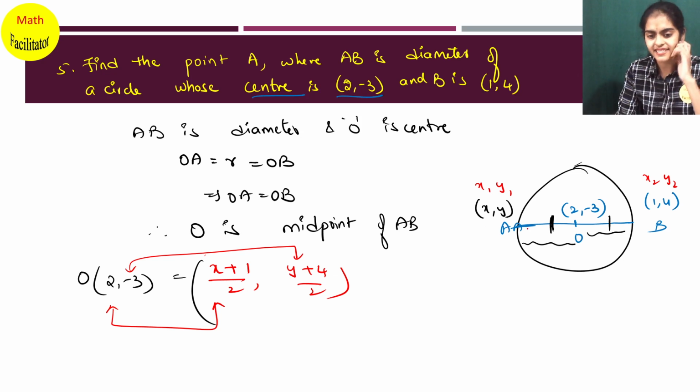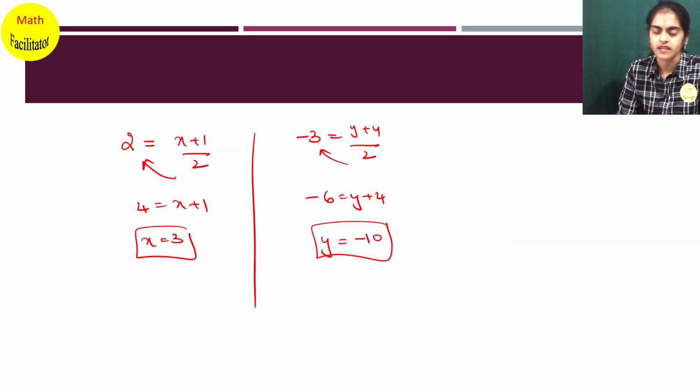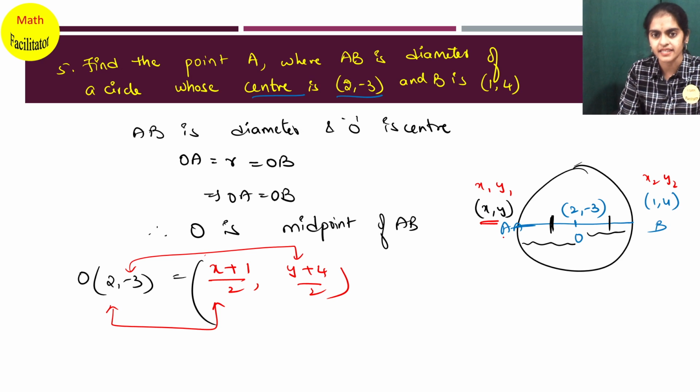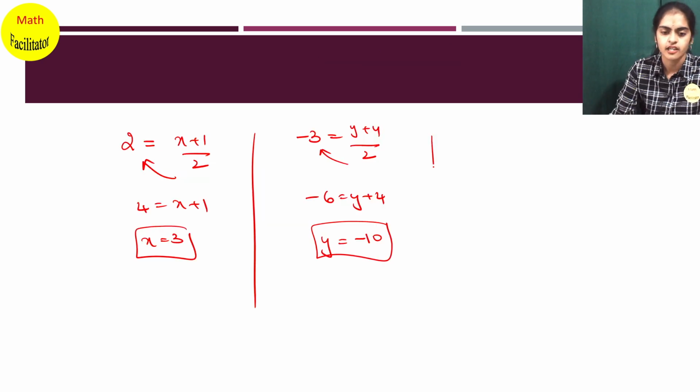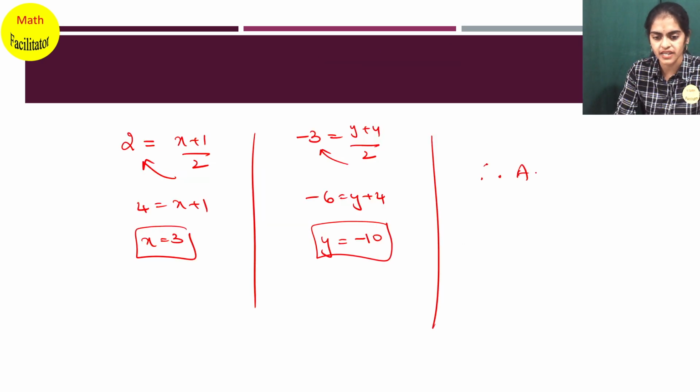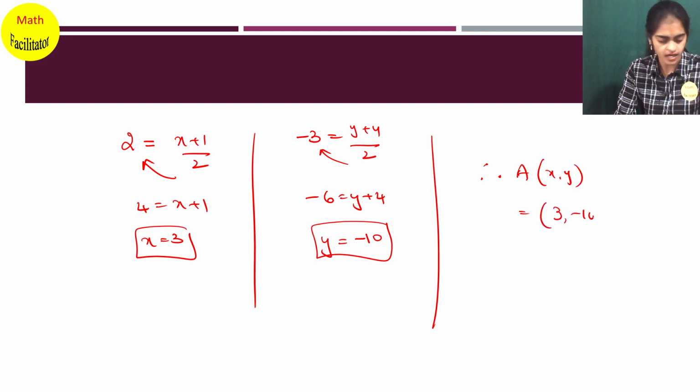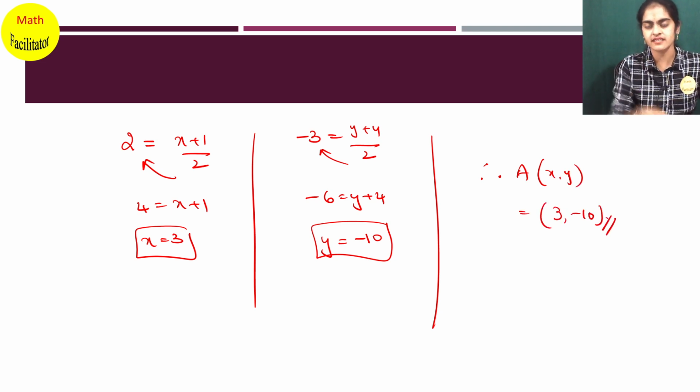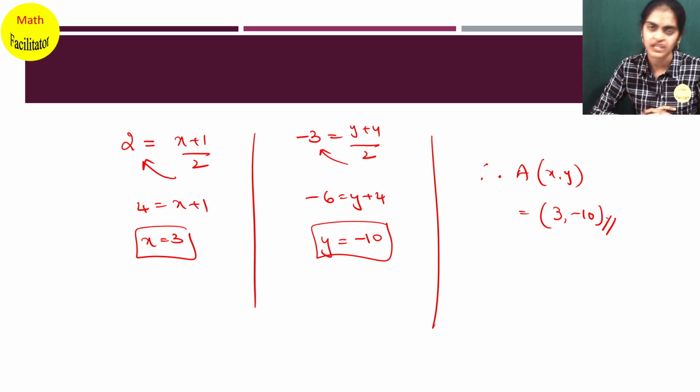Okay, so we got the x and y values here. But what are the x and y values? It is nothing but point A, isn't it? So therefore I can say point A (x, y) is nothing but (3, minus 10). This is the other point of the diameter. Clear? You can call it the other end of the diameter.